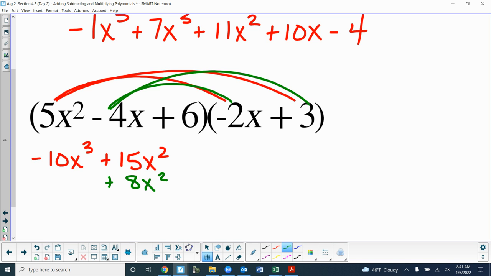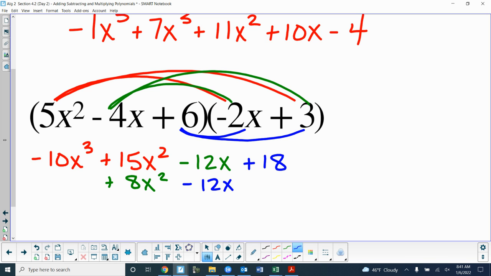I like to line up the like terms when I do these, but you don't have to do that. You can just write them all out in a long line if you want. Negative 4x times positive 3 is negative 12x. Then I'm going to go 6 times both of these. 6 times negative 2x is another negative 12x. And 6 times 3 is 18.